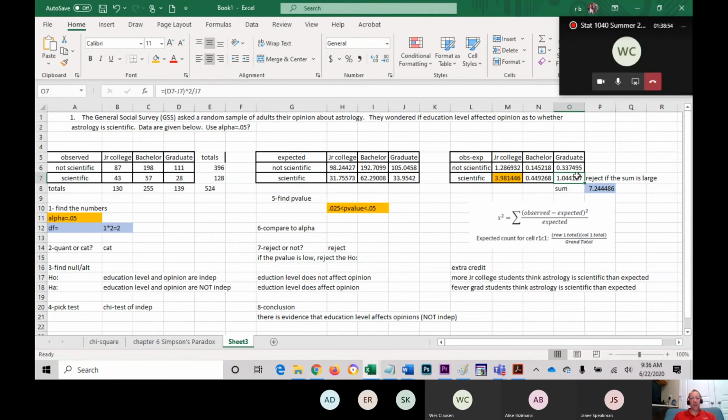And then the third highest number, so we can pick a different group, the graduate students. So 28 is what we got. We would have expected 33. So we got fewer graduate students that said it was scientific than we expected if opinion didn't matter.